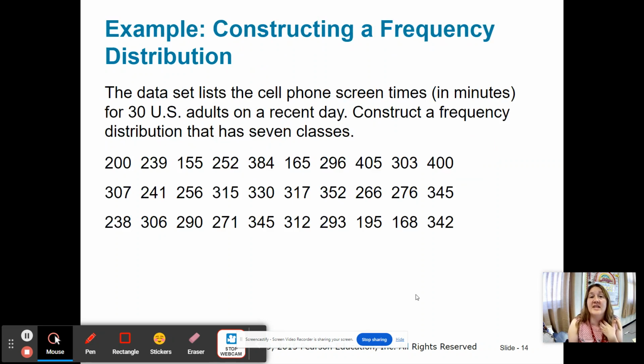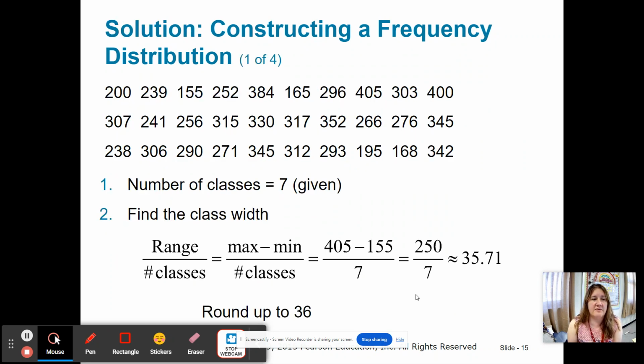Let's say we have this data set. Pause the video to read it. We're going to construct a frequency distribution that has 7 classes. So first, we have 7 classes. Now we're going to find the class width.